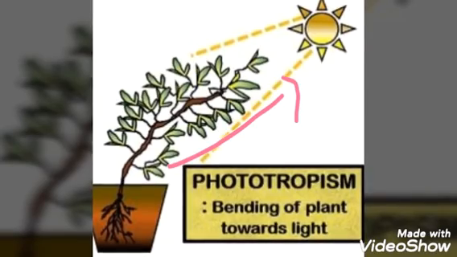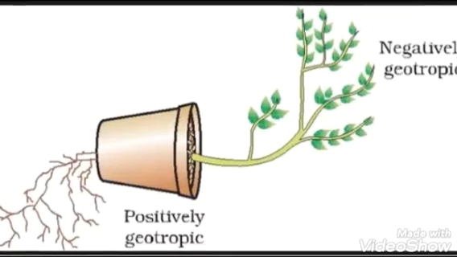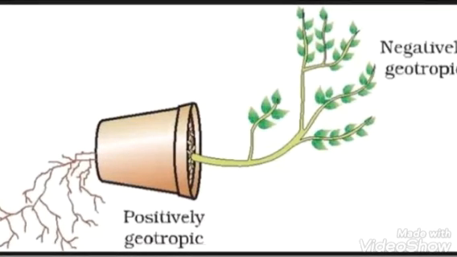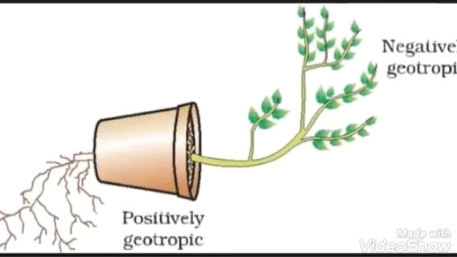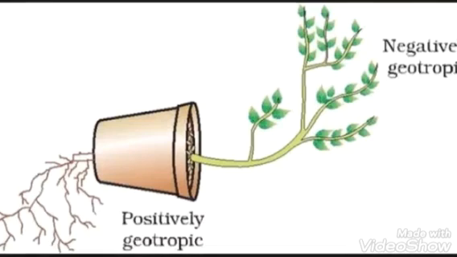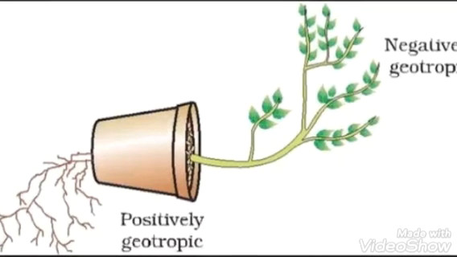Now we study geotropism. When you keep the pot in a horizontal direction, then the roots of the plant grow under the soil toward the earth. This movement of roots is called geotropism, and you can also see that in this figure.